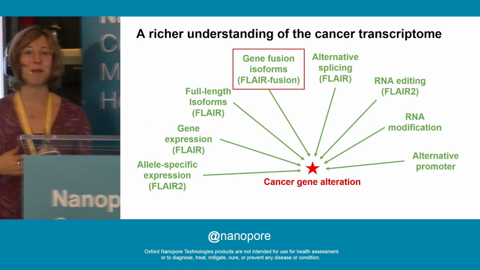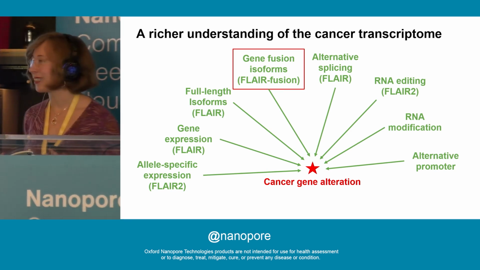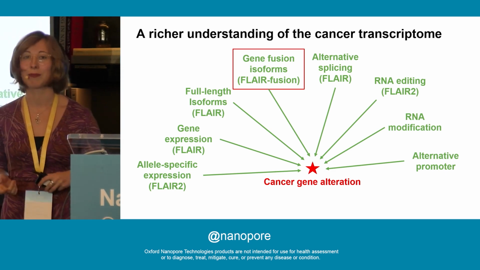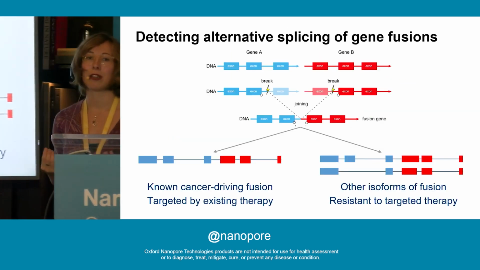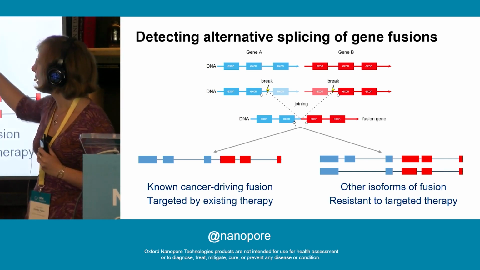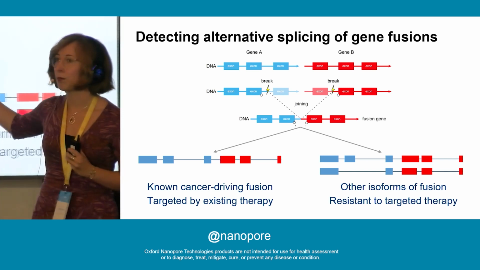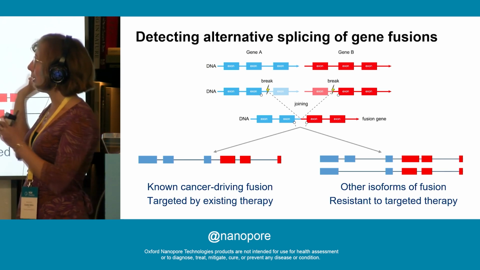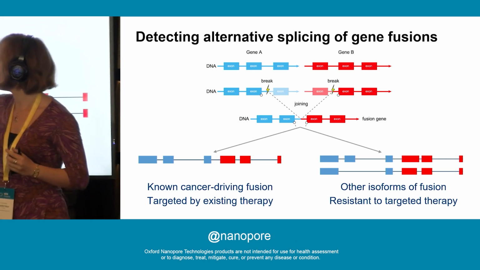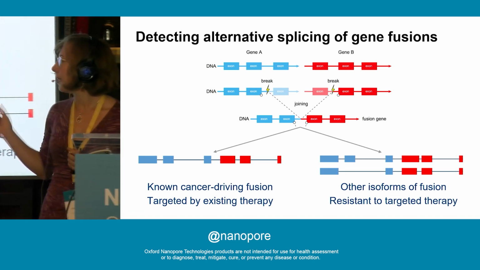And so moving on to another really exciting part of the cancer transcriptome, and that's gene fusion isoforms. So gene fusions are a really well-known oncogenic mutation that happens when there are double-stranded breaks in the DNA, and then DNA from different loci come together, and multiple genes are expressed under the same promoter.